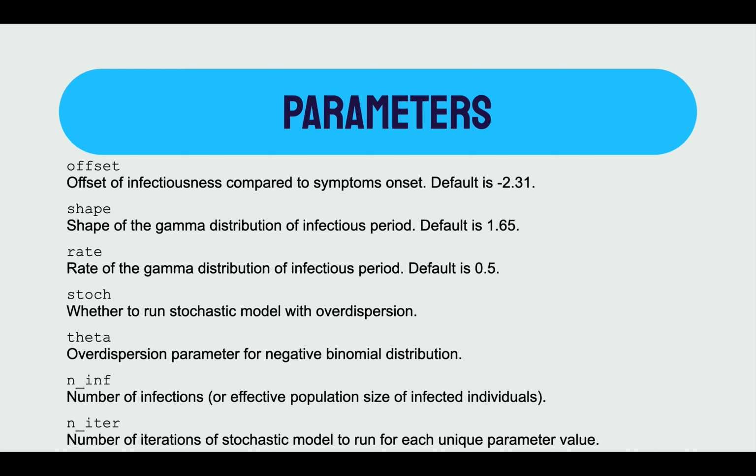And then these last four pieces are if you'd like to run this model stochastically. So if you'd like to have a stochastic model with over dispersion, then you can set that stoke parameter equal to true. And if that parameter is true, then you can specify these other parameters, theta, n underscore inf, so number of infections, or n iter, the number of iterations that you'd like to run for each parameter value.